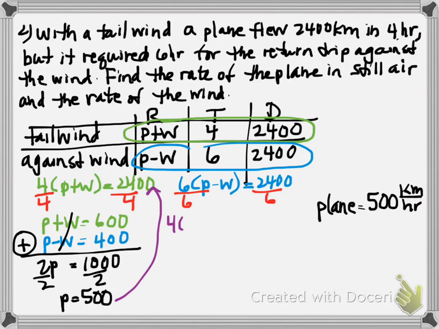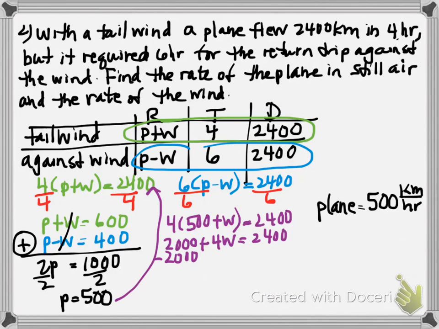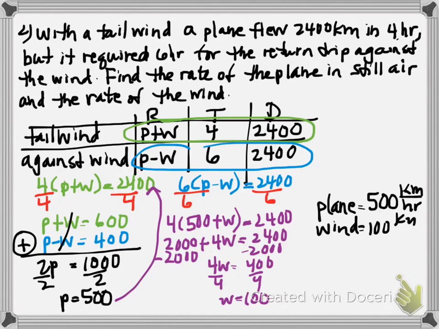So 4 times the quantity 500 plus W equals 2,400. And I'm going to distribute on these instead of dividing by 4, just to give a different way to show you how to solve these. I'm going to subtract 2,000 from both sides, and I get 4W equals 400. Dividing by 4, I get W as 100. W represents wind, and we have the wind is 100 kilometers per hour.